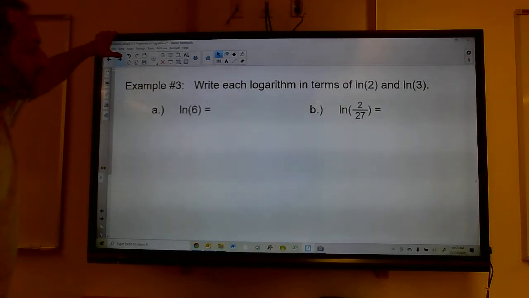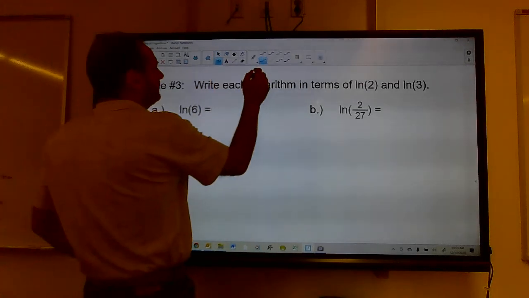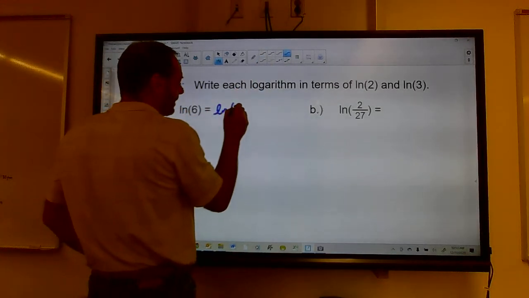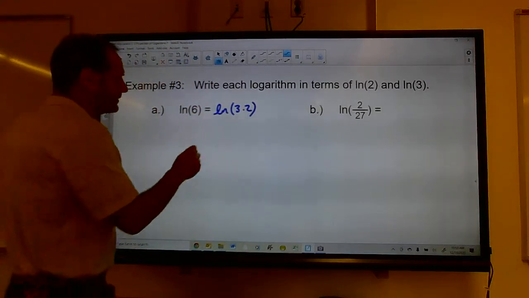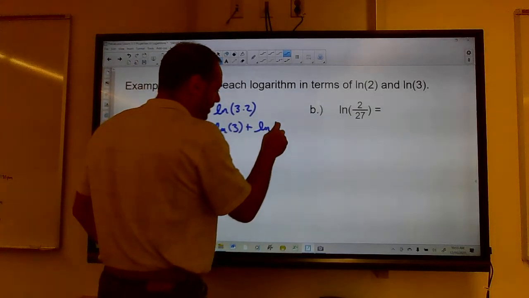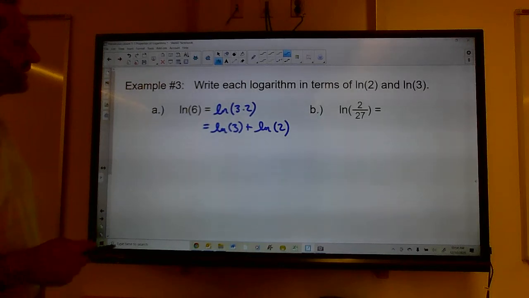So write each logarithm in terms of natural log of 2 and natural log of 3. All right, well, here's what I know. I know that the natural log of 6 is the natural log of 3 times 2. So this is the natural log of 3 plus the natural log of 2. And you can actually do that on your calculator to kind of convince yourself that that's true.